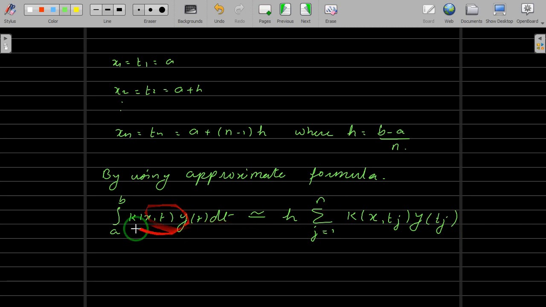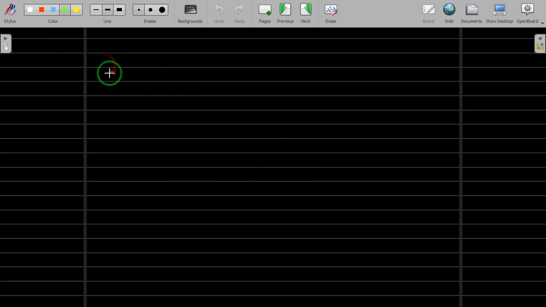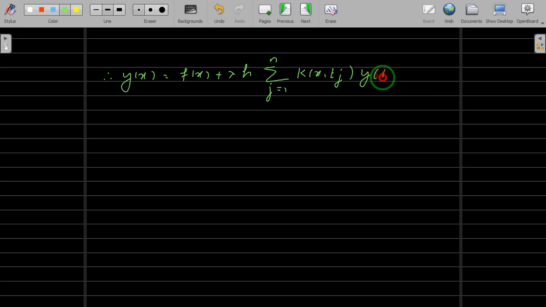So using this expression for the integral of K(x, t) y(t) dt, our equation 1 becomes y(x) is equal to f(x) plus lambda, and you take that h outside, and then that integral is replaced by the summation j from 1 to n of K(x, tj) y(tj).